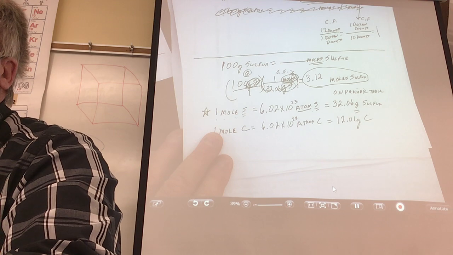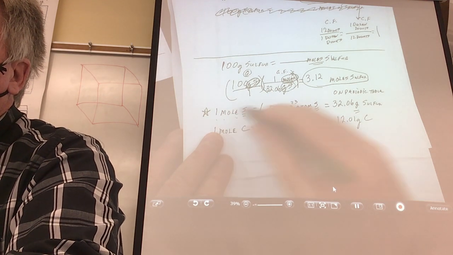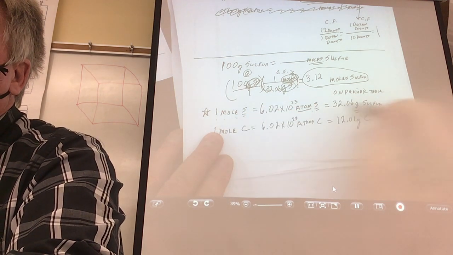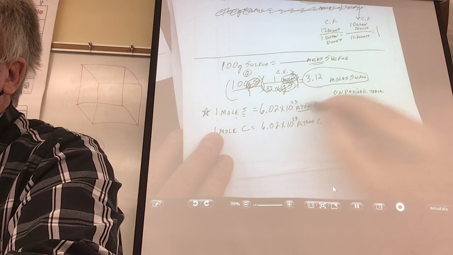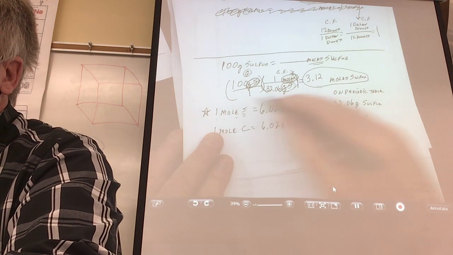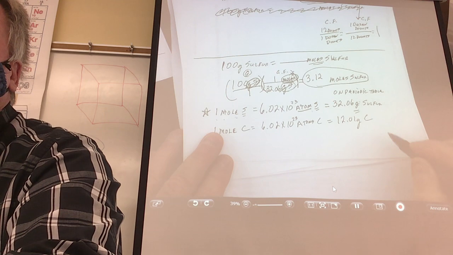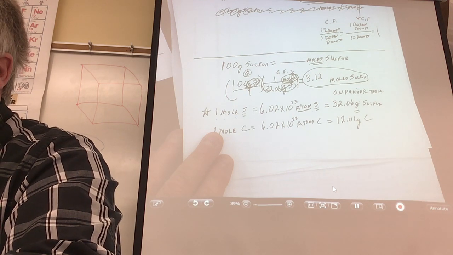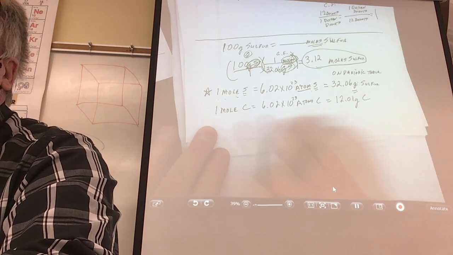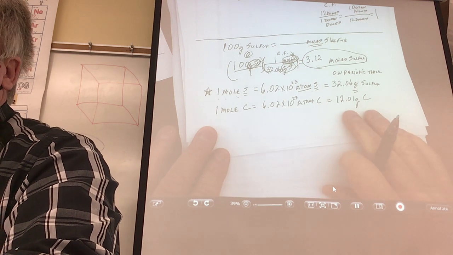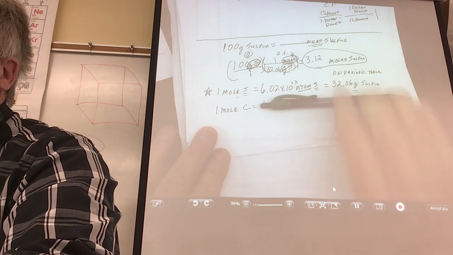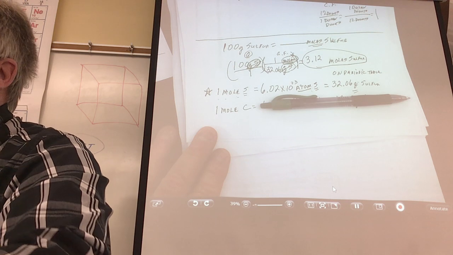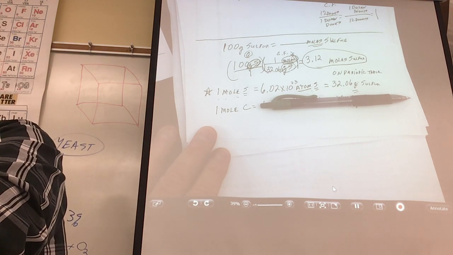Now, for those of you who like memory tricks, the way I've always done it is MAG, M-A-G: mole, atoms, grams. You like that? Yeah. Okay, MAG. All right. Now, yesterday I asked you to take another element and do the same thing. So let me cover this up. 1 mole of carbon equals, all right, what do you think?